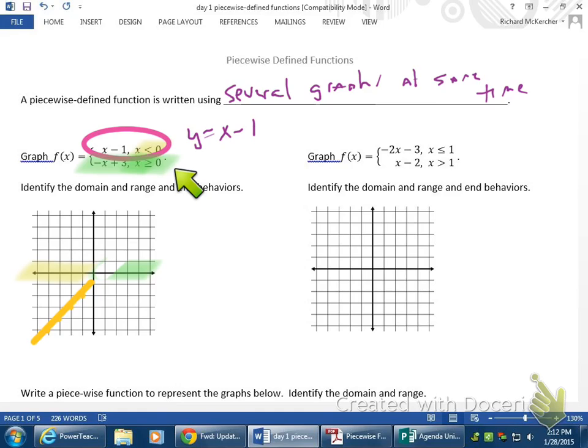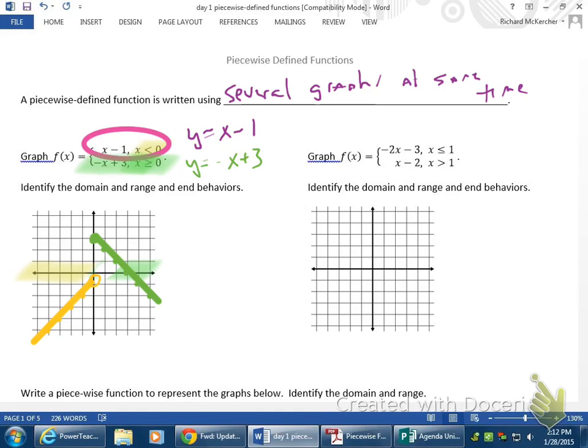Now I switch to the green section, and I look at the green equation. Of course, that's negative x plus 3. So on the green section, I'm going to graph that. And of course, normally it comes up here, but notice that's on the yellow section, so I really don't want those. I get rid of them, and I go ahead and graph that line.